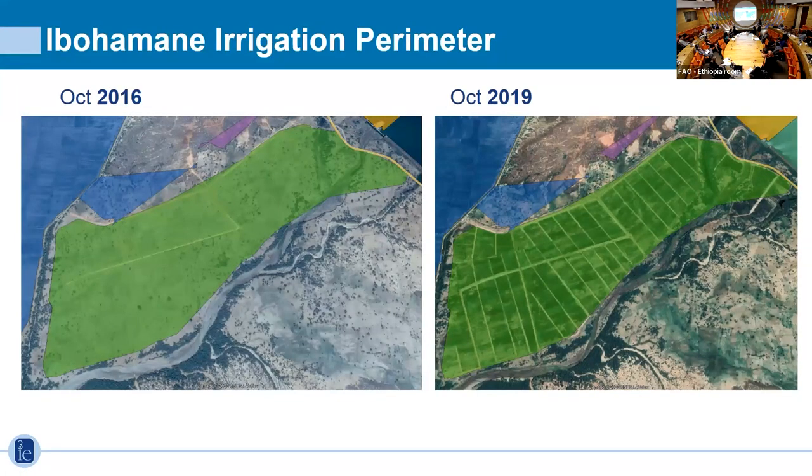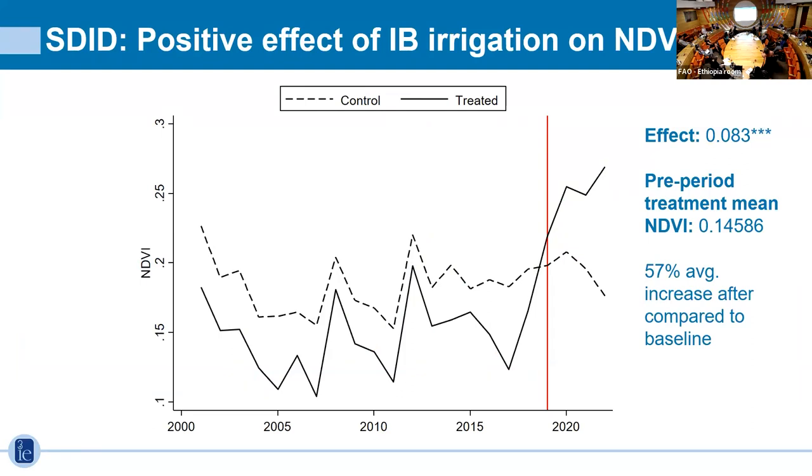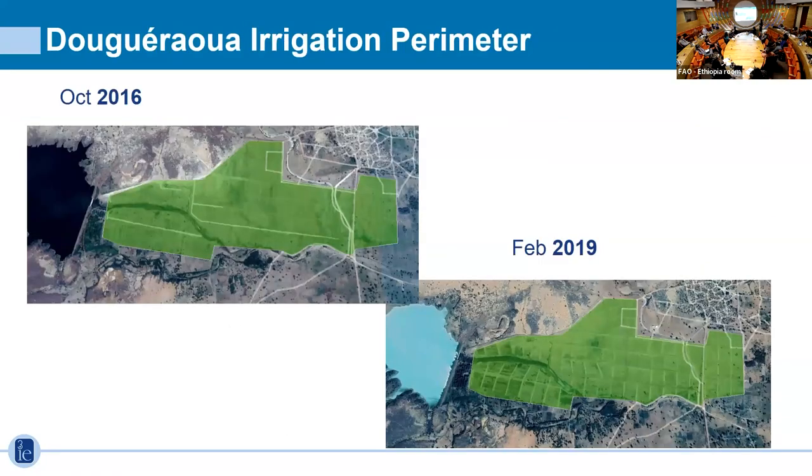So for Ibohaman, you can see, again over time, the construction of the perimeter before and after. And then looking just at the synthetic diff-in-diff, we see about a 60% average increase compared to the baseline level of NDVI. So really large, strong effect for Ibohaman's irrigation perimeter on crop yield. But for Dugarawa here, we can see again just before and after photos of the irrigated perimeter, maybe slightly less obvious in the post period as compared to Ibohaman.